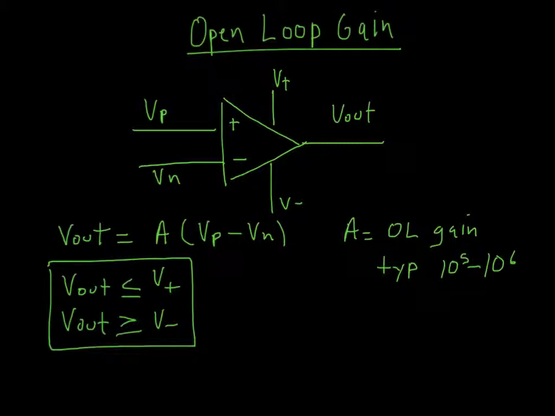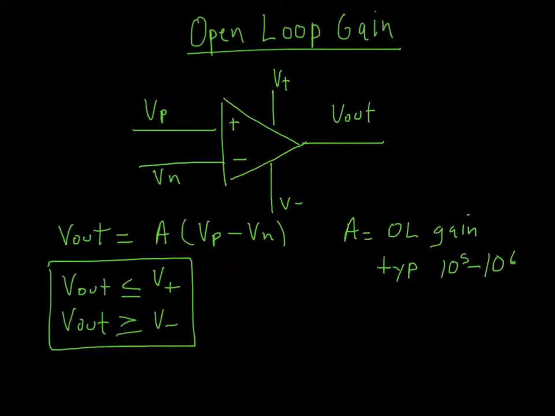So when you test this in lab, you're going to make the difference between VP and VN something like microvolts, and therefore you'll get something like volts out. You're going to use a high resolution potentiometer, a resistor that changes, to actually twiddle and change the voltage here very, very carefully. And you're going to measure the open loop gain.